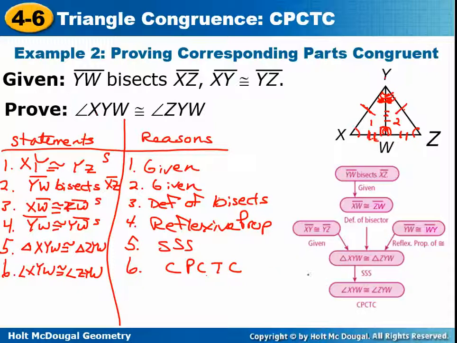And that's our proof. So we showed that the triangle was congruent, and then we showed that corresponding parts are congruent.